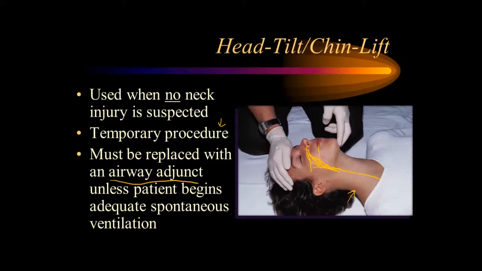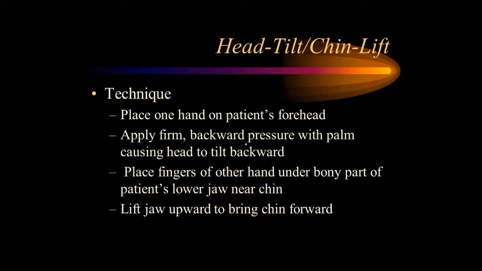So you can see in this picture you've got one hand on the forehead and one hand on the chin, and you're basically going to move the forehead back this way and kind of lift the chin up a little bit. So like I said, you put one hand on the patient's forehead, apply firm backward pressure with the palm, causing the head to tilt backward. Place the fingers of the other hand under the bony part of the patient's lower jaw near the chin, and you're actually going to lift the jaw up to bring the chin forward.